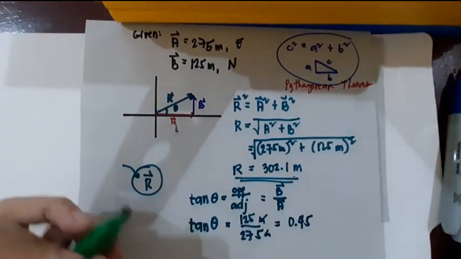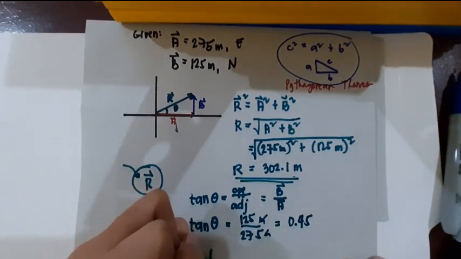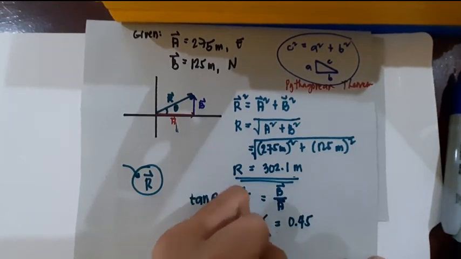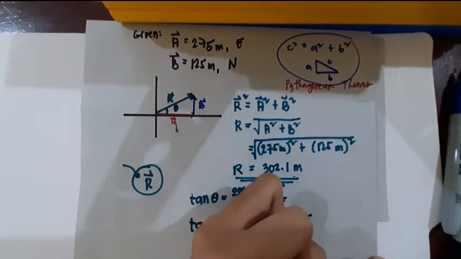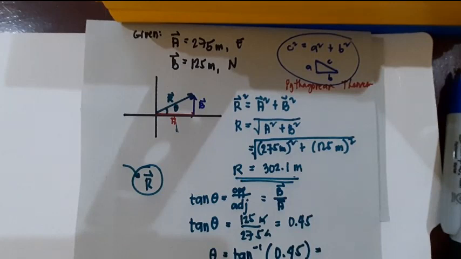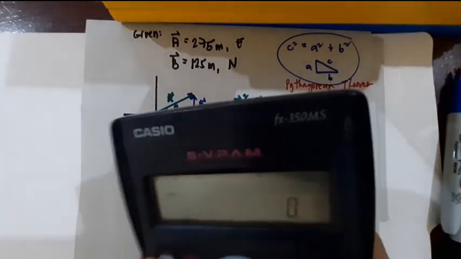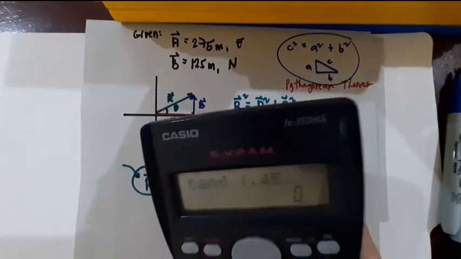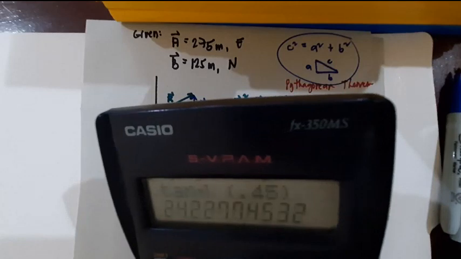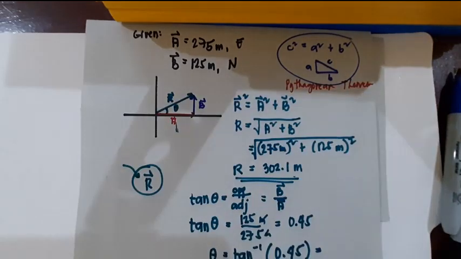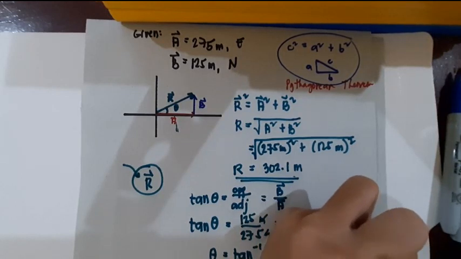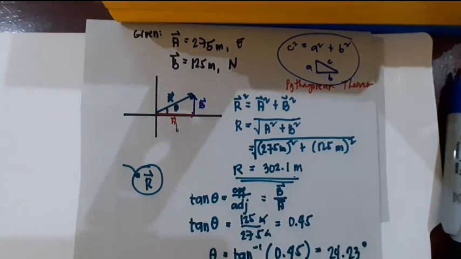And then, inverse tan of 0.45. This is your inverse tan: shift tan, and then 0.45. So you will have 24.23 degrees.